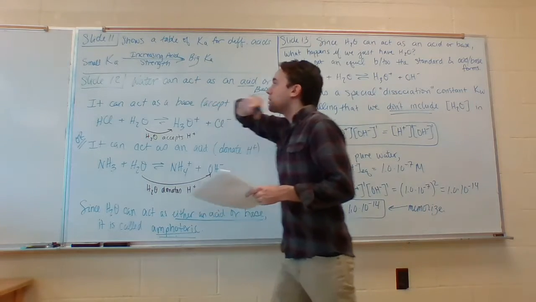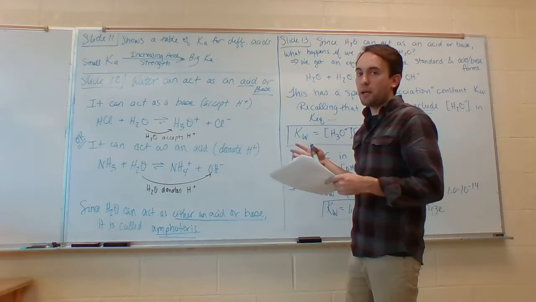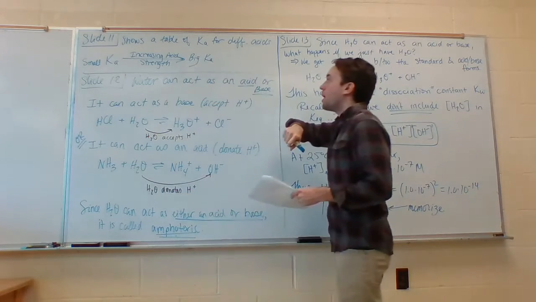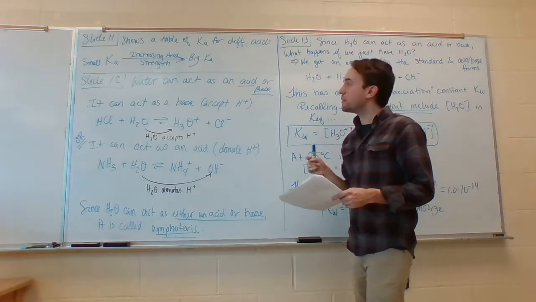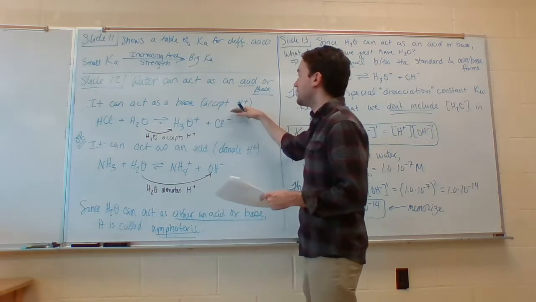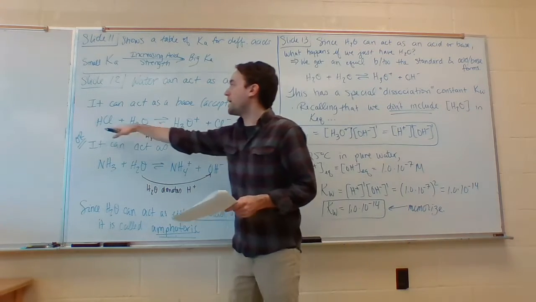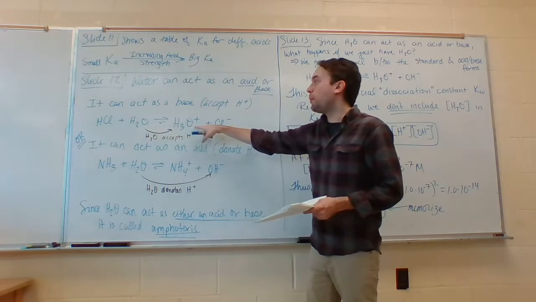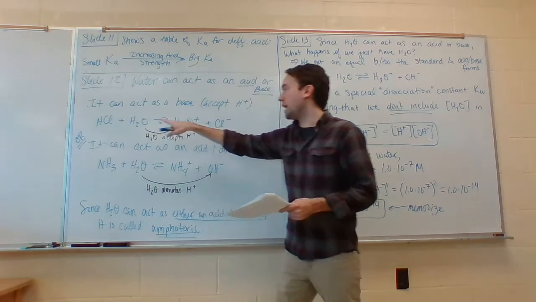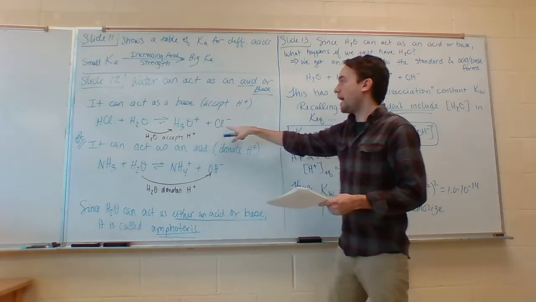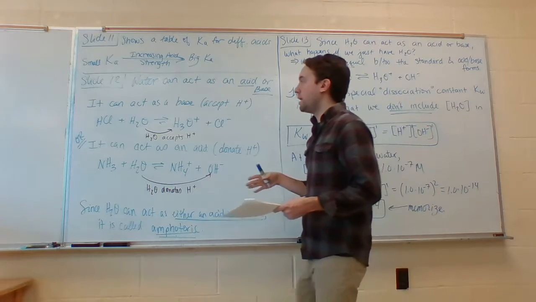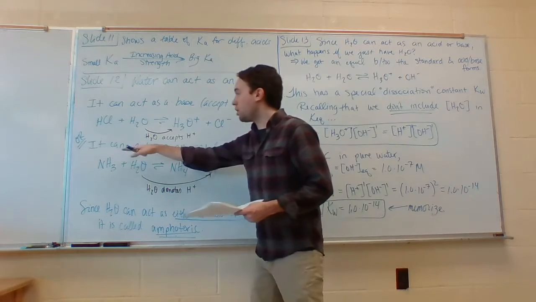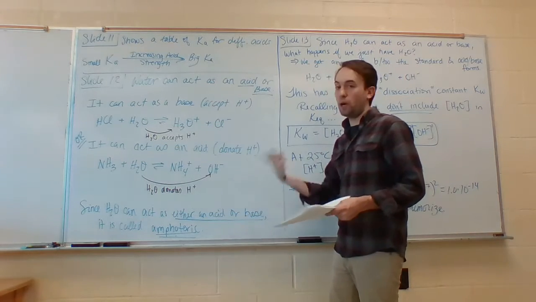Now, on slide 12, I want to talk a little bit about a special acid-base system, all right? So we have water, which can act as either an acid or a base. So when it acts as a base, it's going to accept a proton. So for example, when we had HCl and water, notice that our H2O picked up the proton from the HCl and became H3O plus, and we had Cl minus in solution. Okay, so in this case, H2O accepted a proton and acted as a base. It can also act as an acid, in which case it will donate a proton.